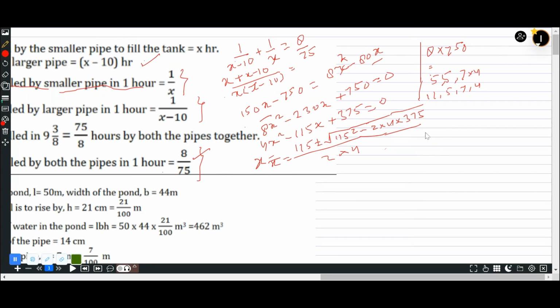Okay, so from this quadratic formula we get two values of x. One is your 25 and the other is 30/8. Now 30/8 is 3.75. Yeah? Now 3.75 is not possible, reason being that larger pipe takes x minus 10 hours. Okay, so the only possible solution is x is equal to 25. Okay, now we'll move on to next question.